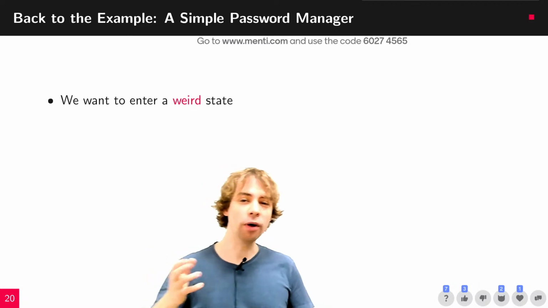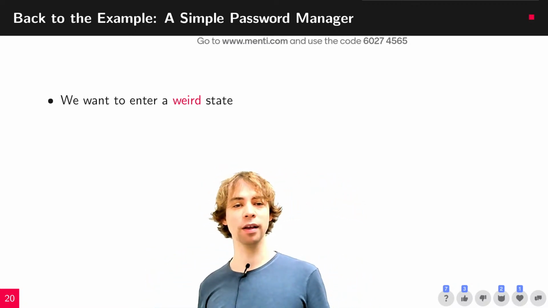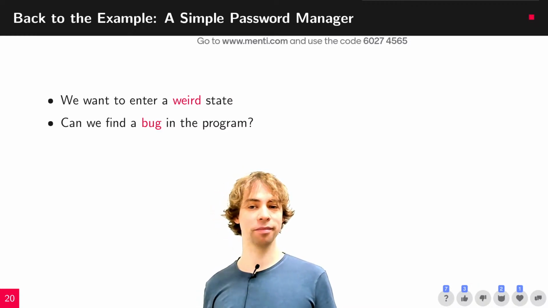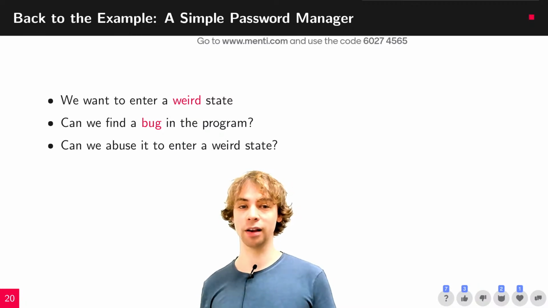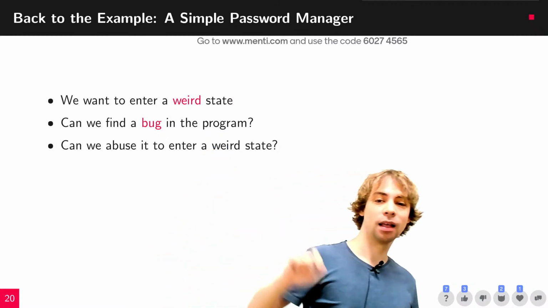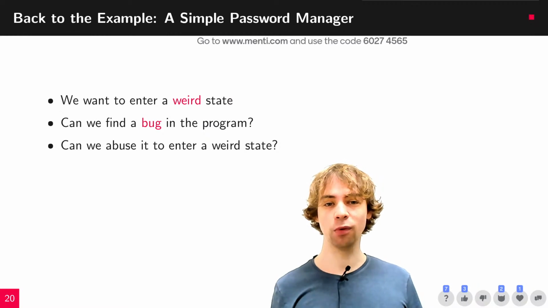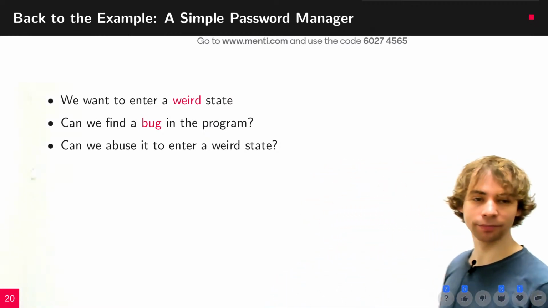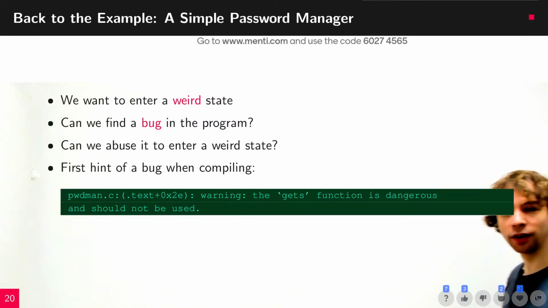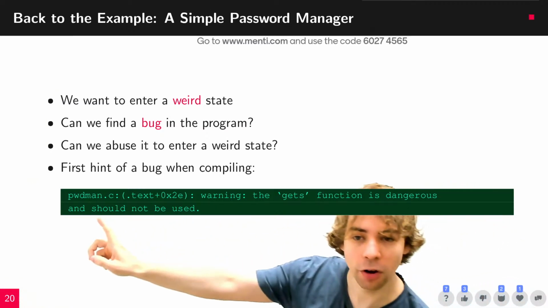So with our simple password manager, how do we do that? How do we enter this weird state? How can we find the bug in the program? Can we abuse the bug in the program, if there is a bug, to enter a weird state? And we already get a first hint when we compile this program, and it says this one. Oh, that's interesting. The gets function is dangerous and should not be used.